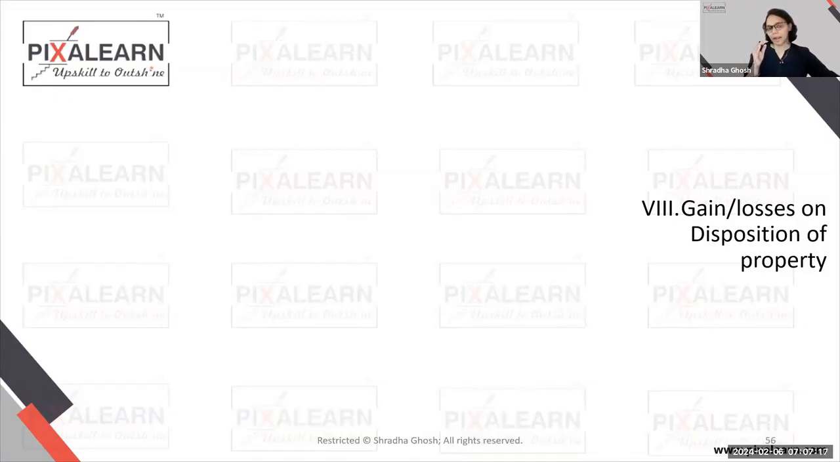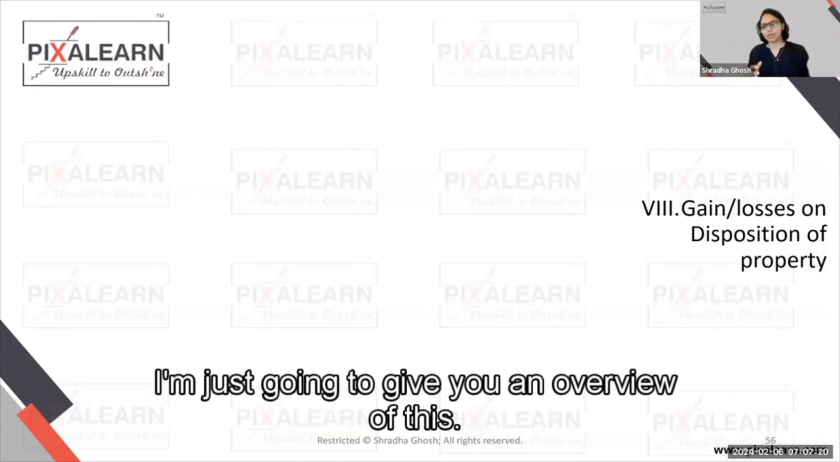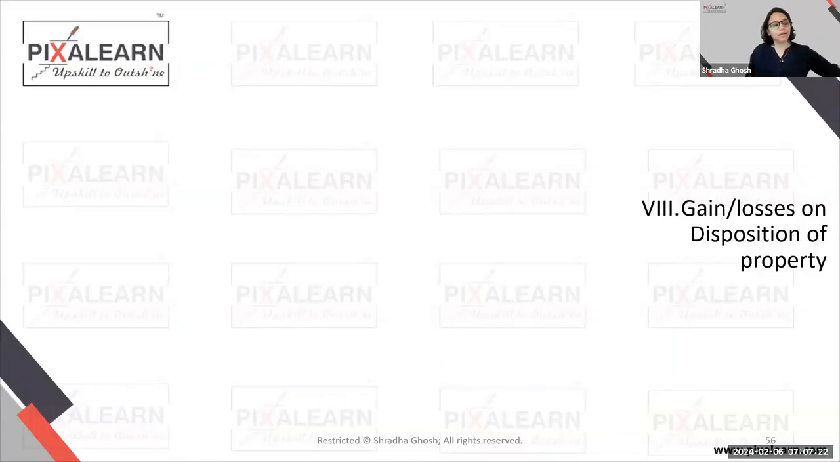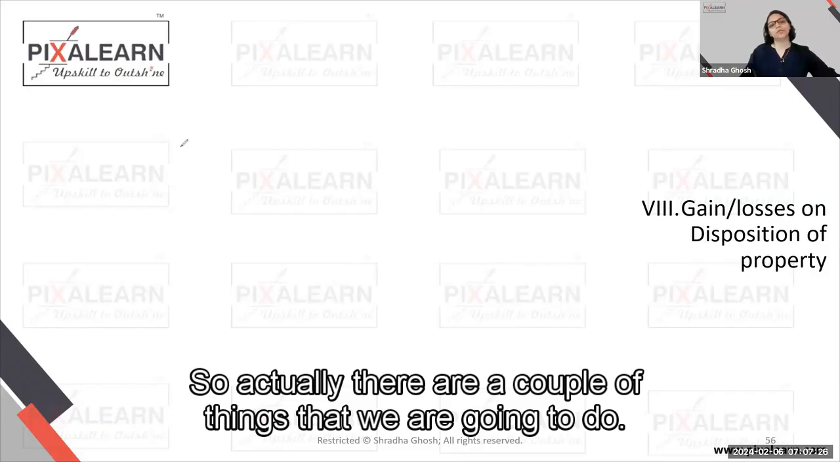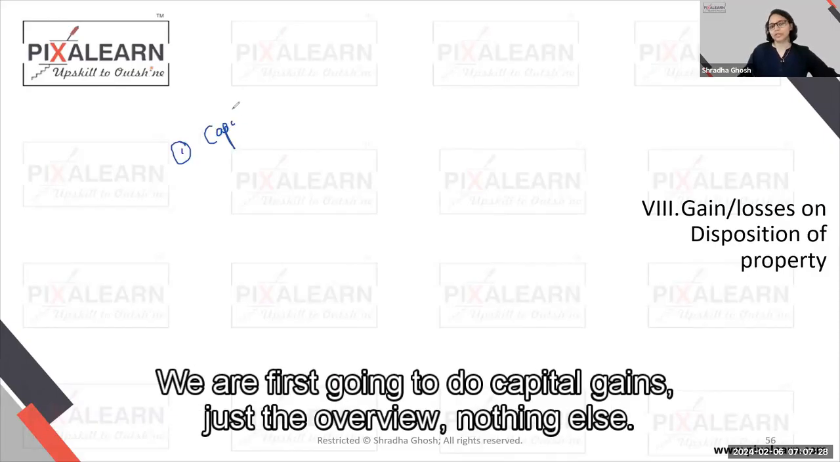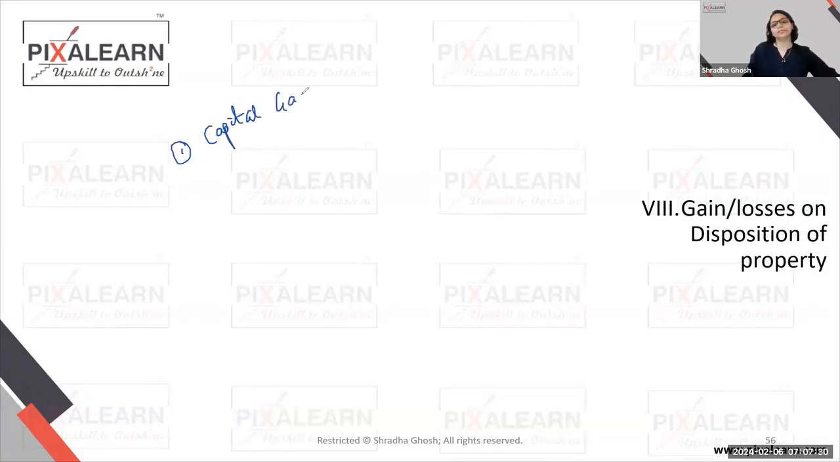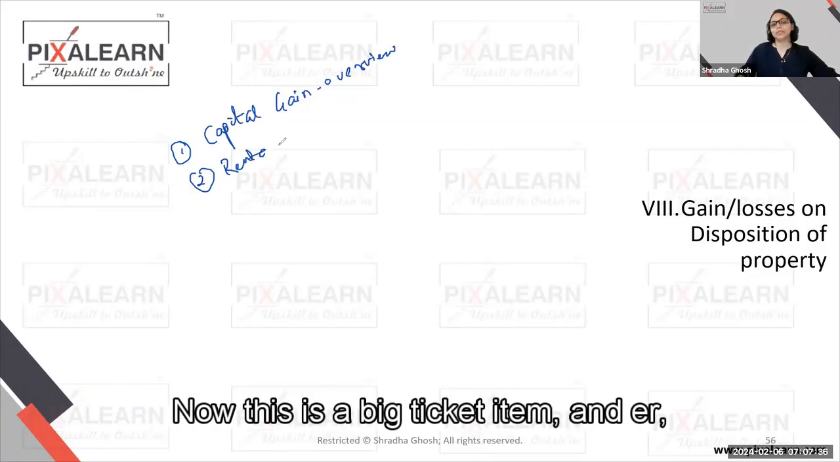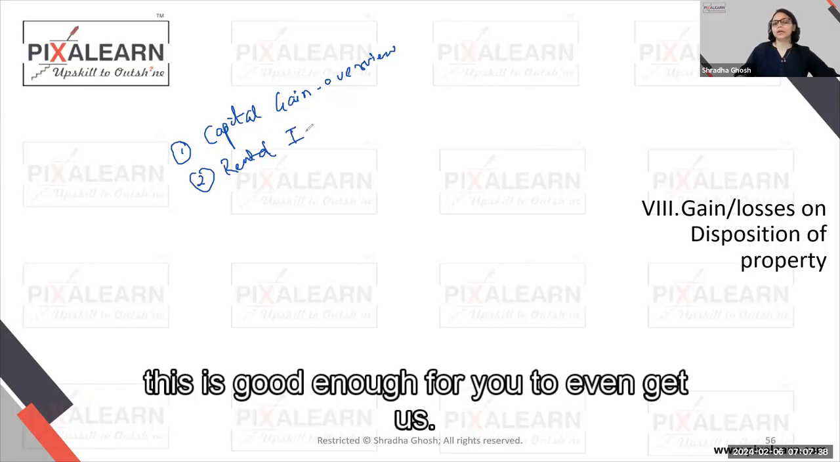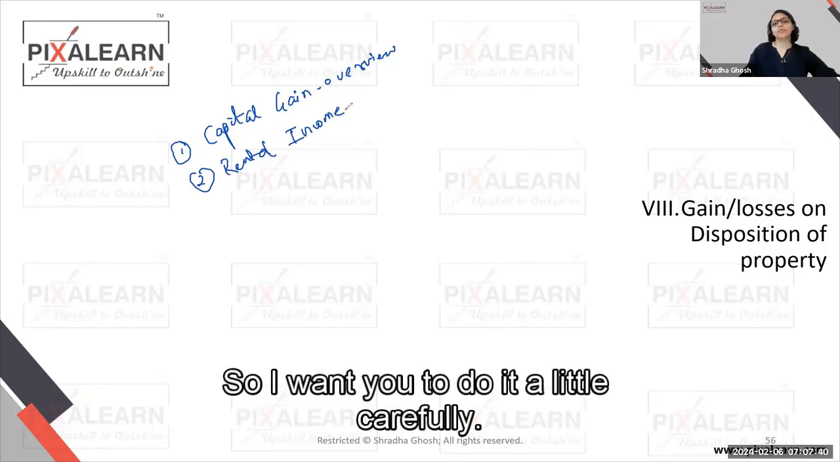I'm just going to give you an overview of this and I'm going to leave it today. Then one very important topic. So actually there are a couple of things that we are going to do. We are first going to do capital gains, just the overview, nothing else. Then we are going to talk about rental income. Now this is a big ticket item and this is good enough for you to even get a SIM. So I would want you to do it a little carefully.